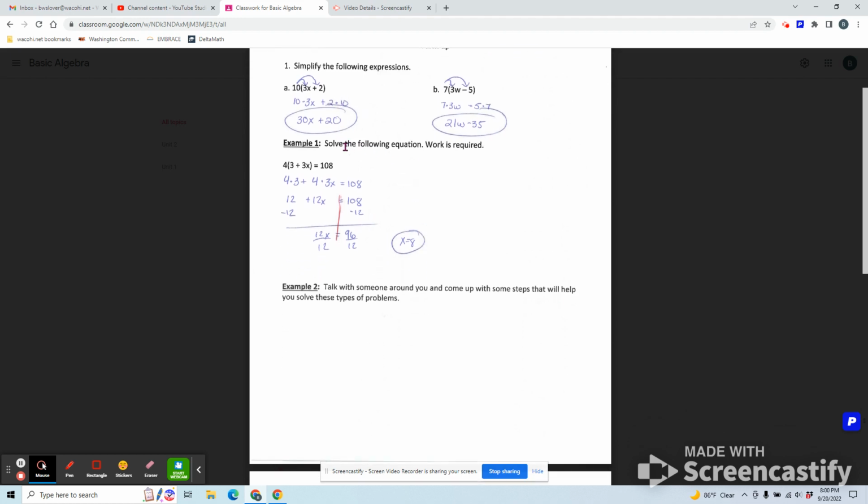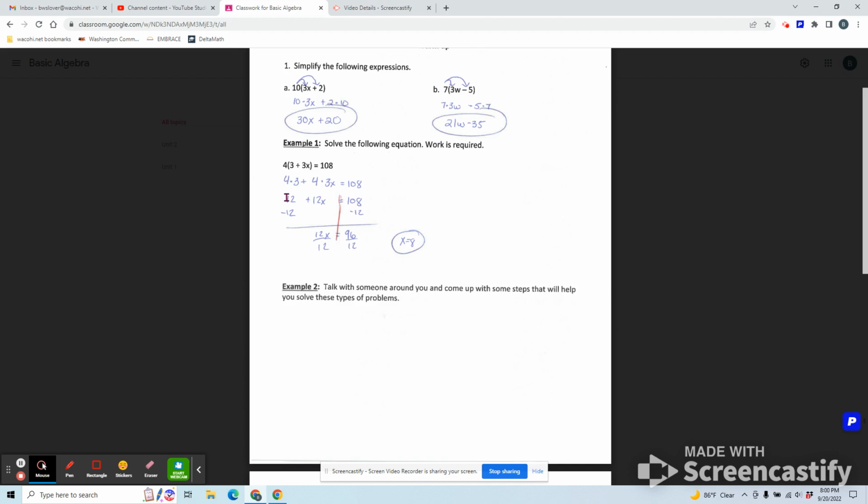So let's see one of these in action. Example 1 says solve the following equation. Work is required. I have 4 times the quantity 3 plus 3x equals 108. So we are going to distribute that 4 first to everything inside the parentheses. Here I showed what I was doing. 4 times 3 gave me the 12. 4 times 3x gave me 12x. So now I'm at the equation 12 plus 12x equals 108.